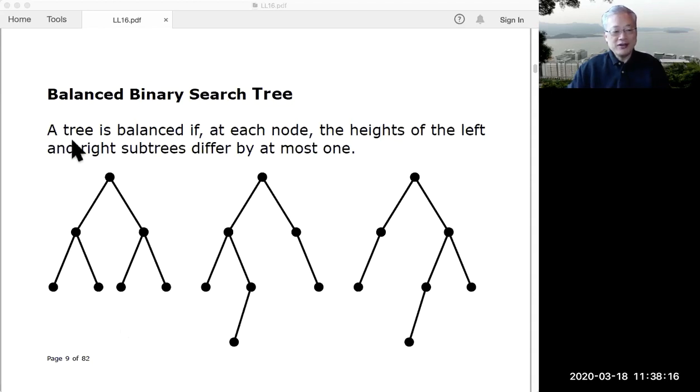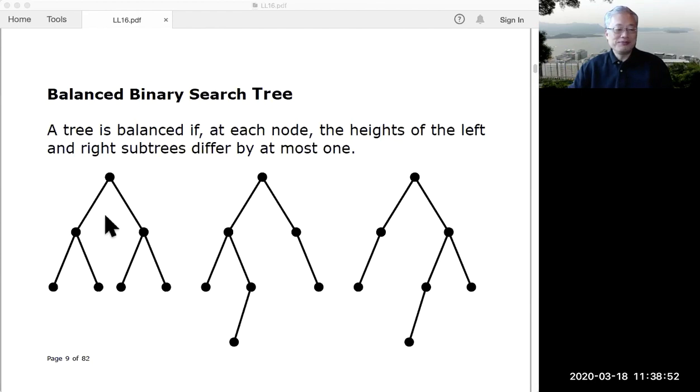We say a tree is balanced if at any node, the heights of the left and right subtrees differ by at most one. That means if we look at any node, and at the height of the left subtree and the right subtree of that node, if the heights are the same, that would be perfect. But that would be too much of a requirement. So we allow the heights to differ by one at most, not two.